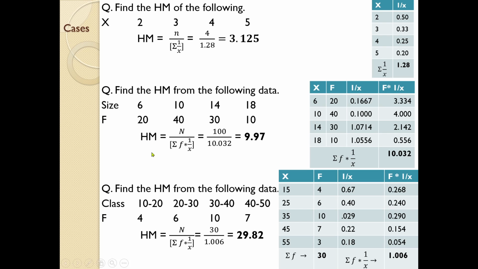Harmonic mean is the same equation, n divided by sigma f into 1 by x. N is total of frequency, 30, divided by total of f into 1 by x, 1.006. The answer is 29.8. So this is how you need to find the values or the cases regarding harmonic mean.